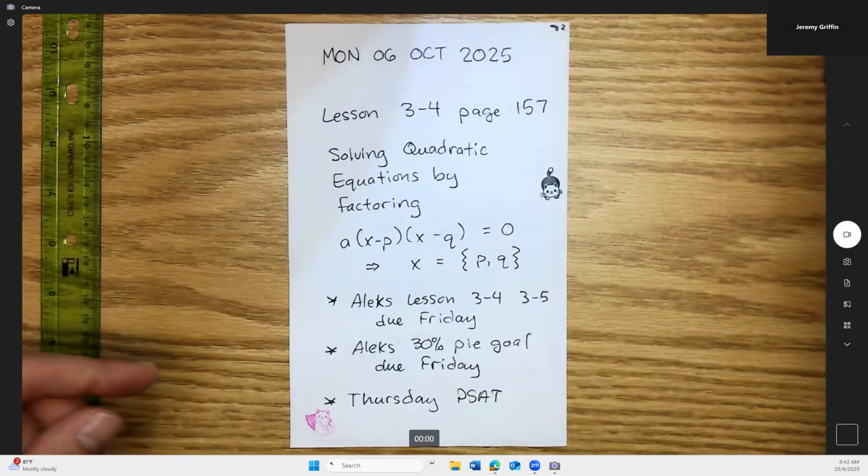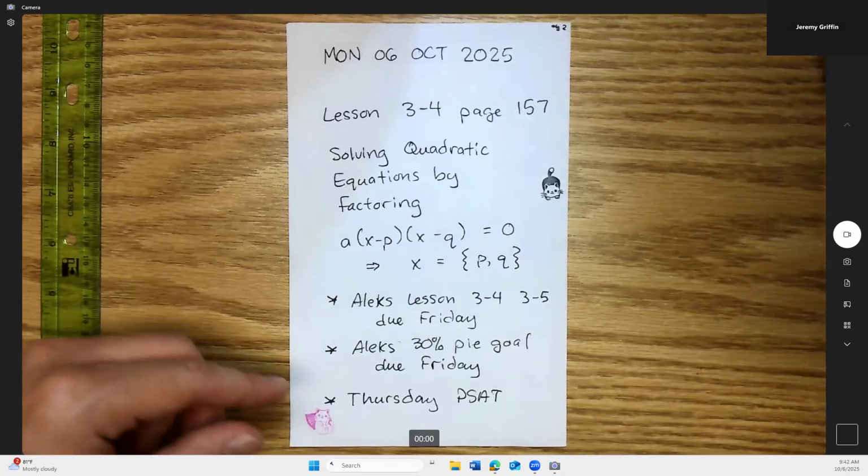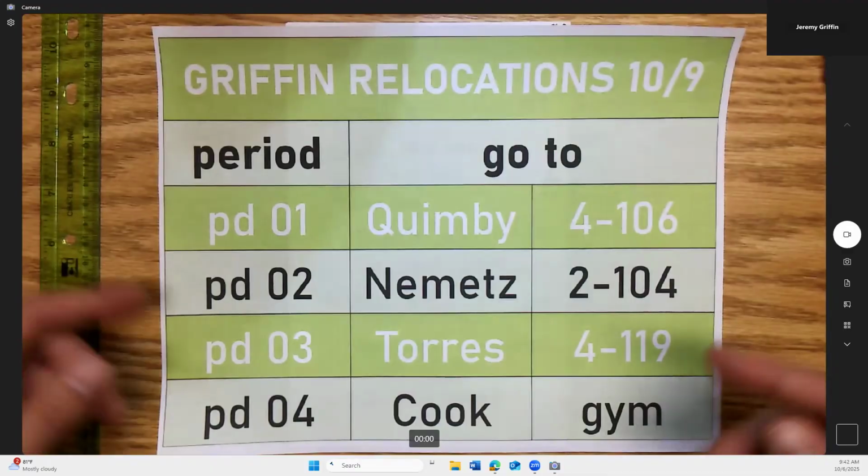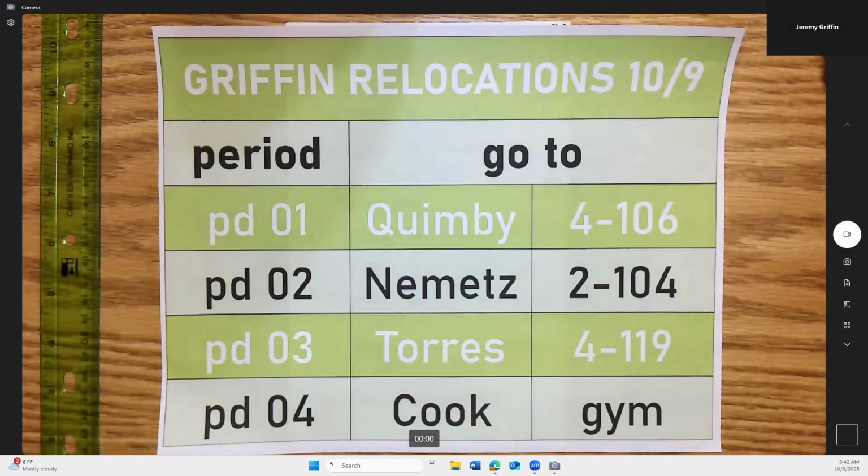Then Thursday, there's the PSAT going on. There is testing in this room. So if you were not taking the PSAT, then my first four classes are being relocated for that reason. There's the relocation list.